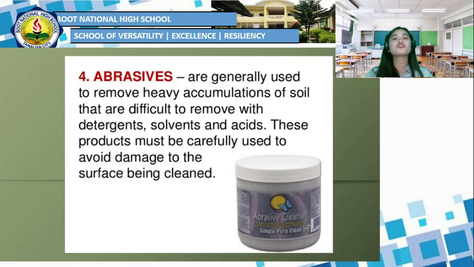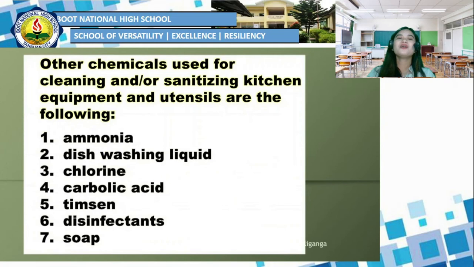Okay? And now we have the other chemicals used in cleaning and or sanitizing the kitchen and equipment. We have ammonia, dishwashing liquid, chlorine, carbolic acid, Jimson, disinfectants, and of course we have the soap. Okay?